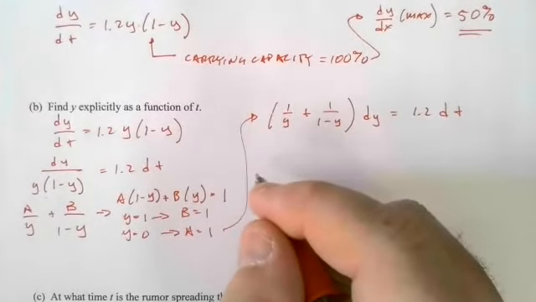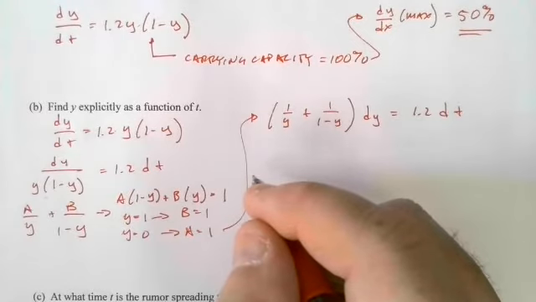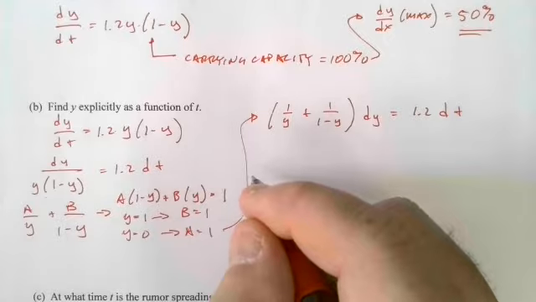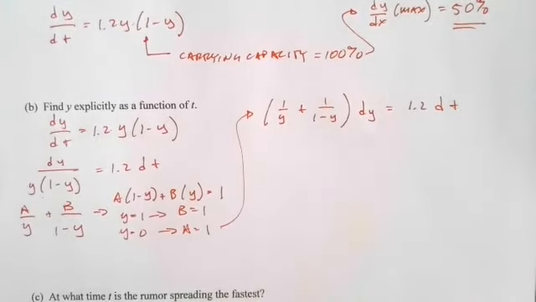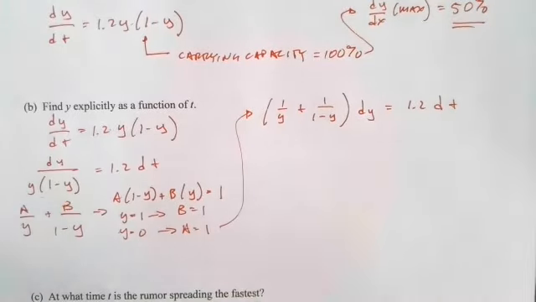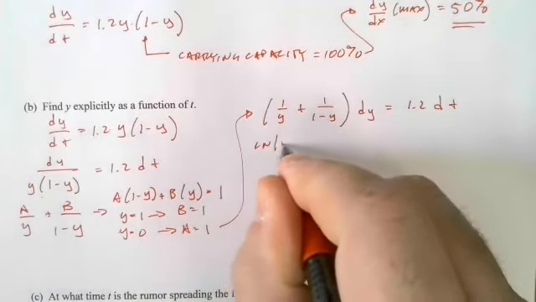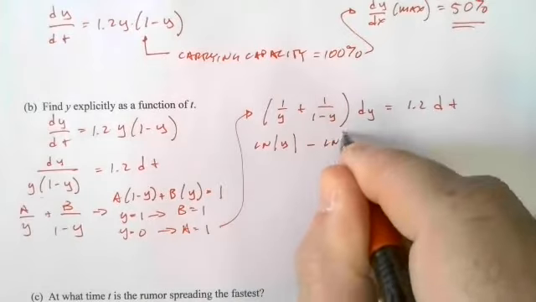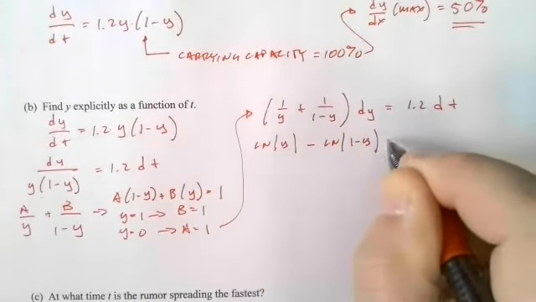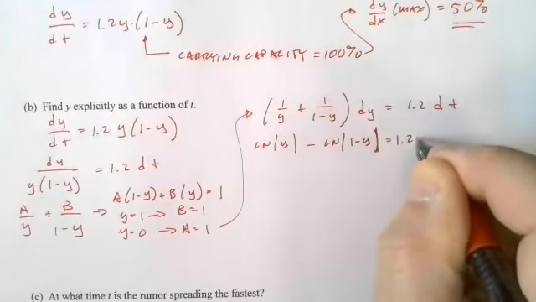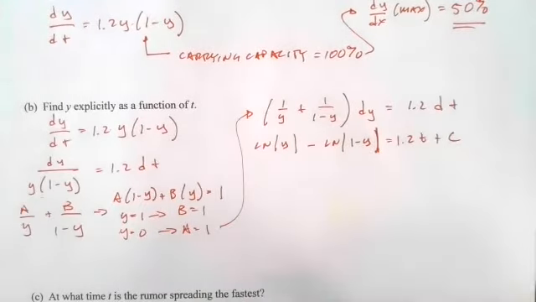So, I'm confused at what I did in my answer key. Just a moment. Got it. All right, so ln of y minus ln of 1 minus y equals 1.2 t plus c.